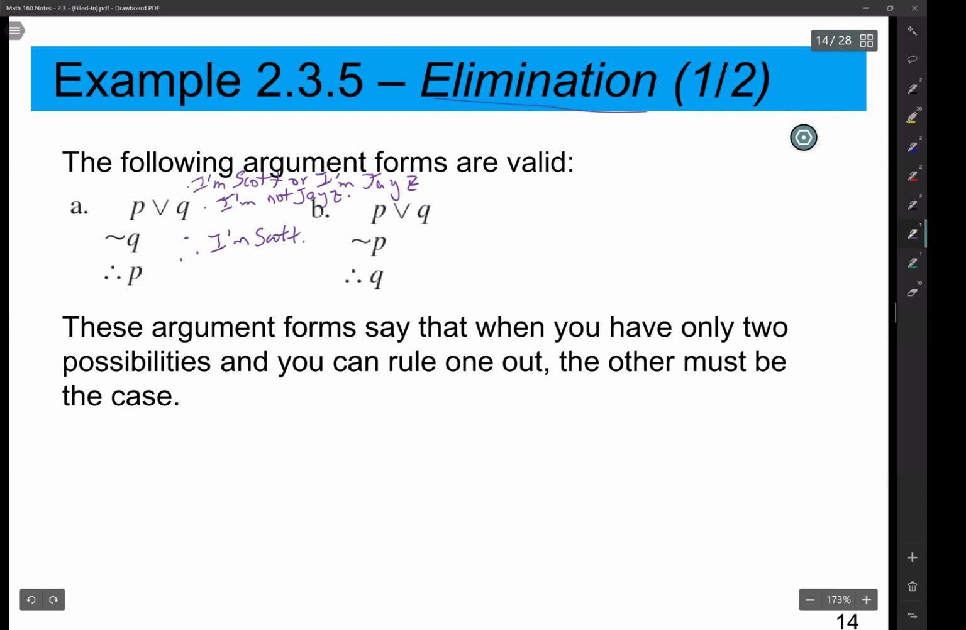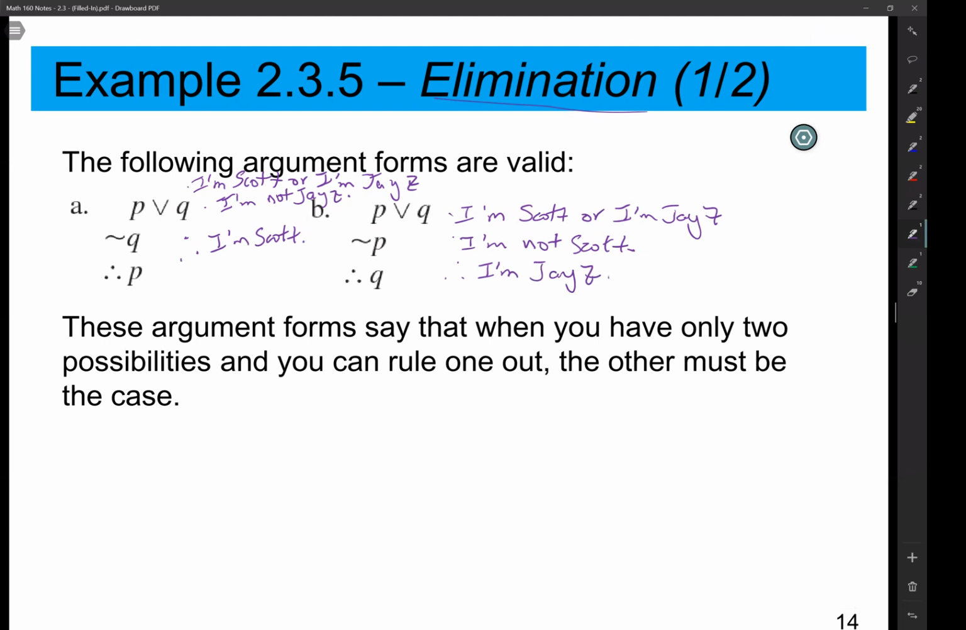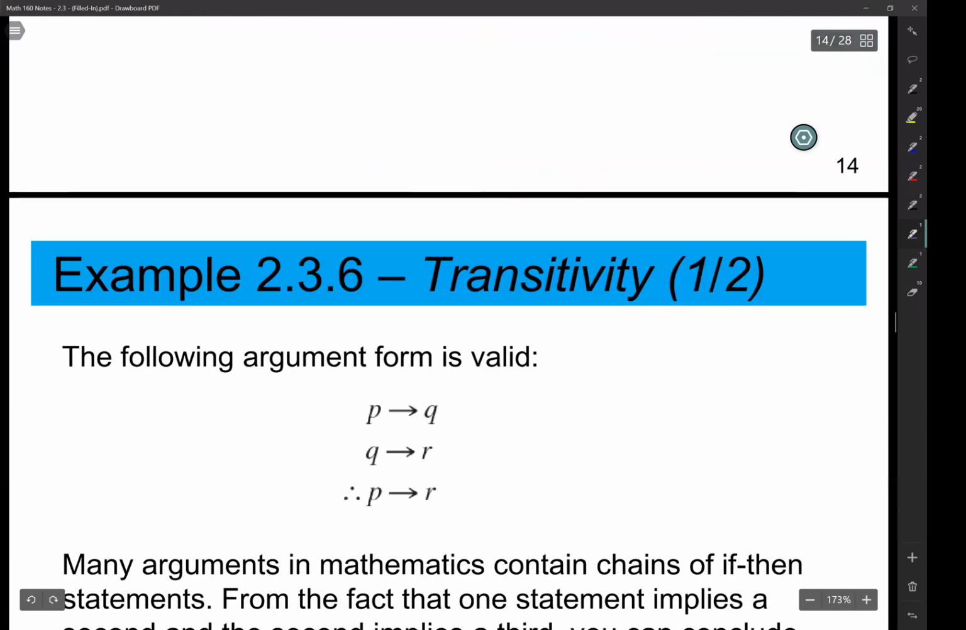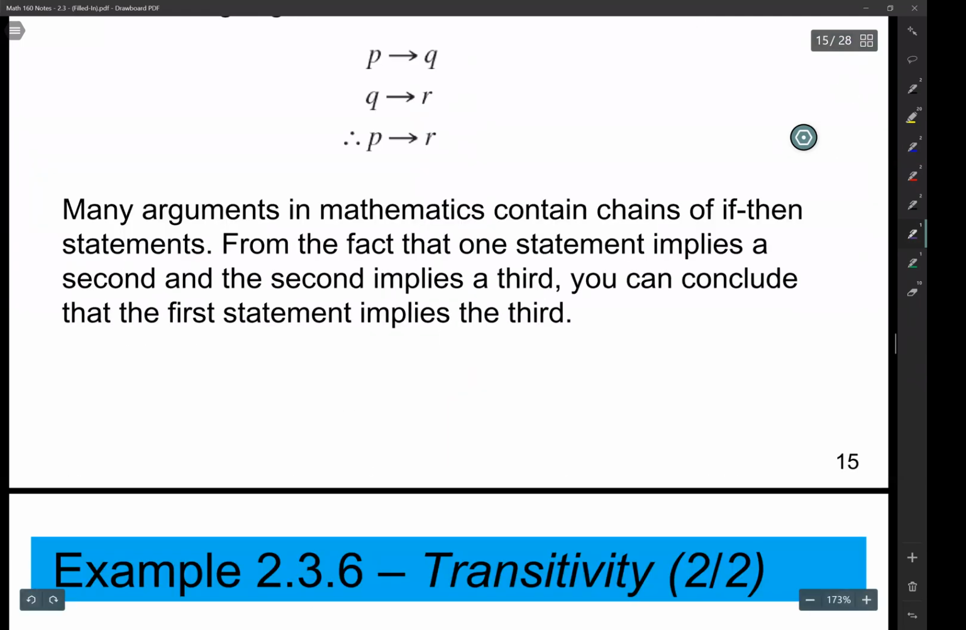And same deal here. If I said, I'm Scott or I'm Jay-Z, but then if I said I'm not Scott, then of course you'd have to conclude that the speaker would have to be Jay-Z. Again, this is just kind of obvious, but it allows us to eliminate and remove the cases. And the last one, I think, is transitivity.